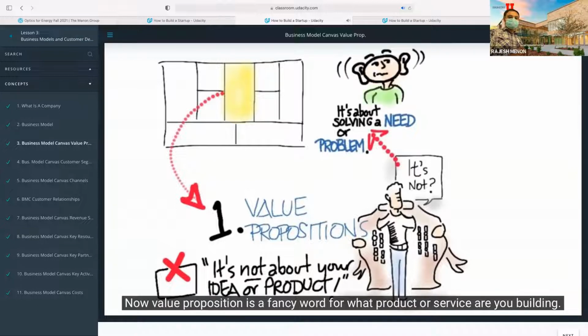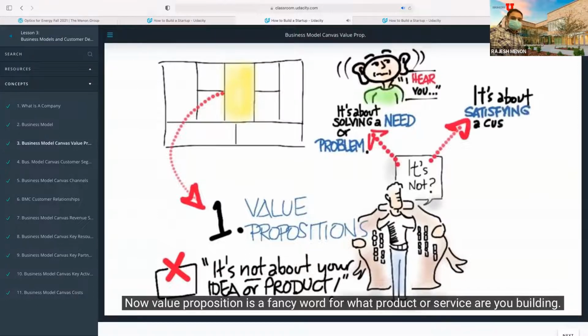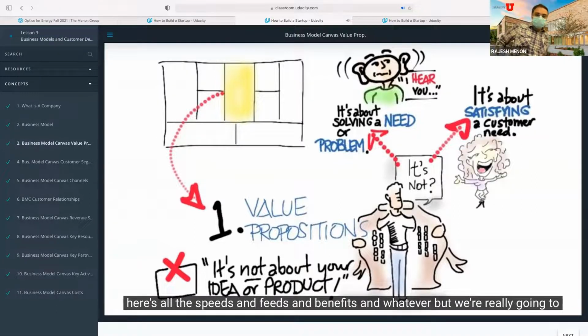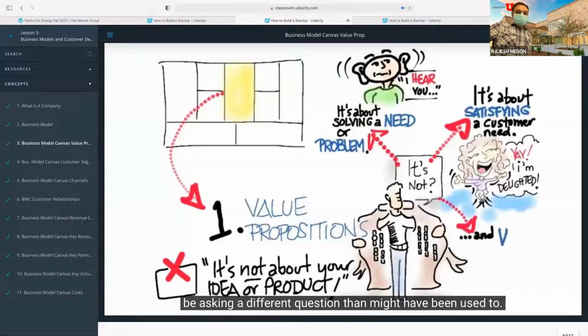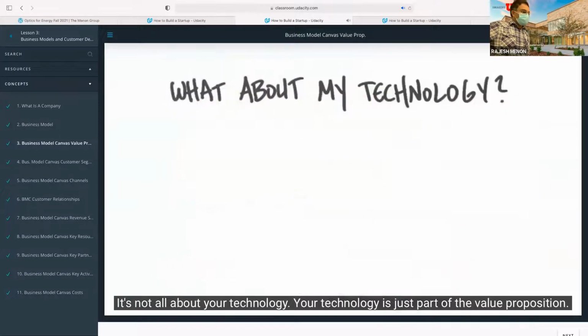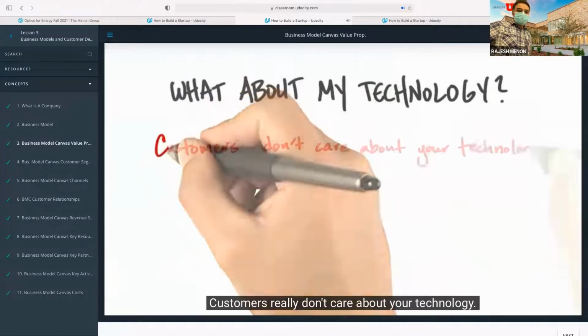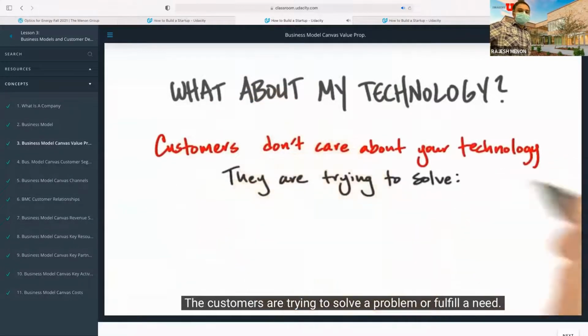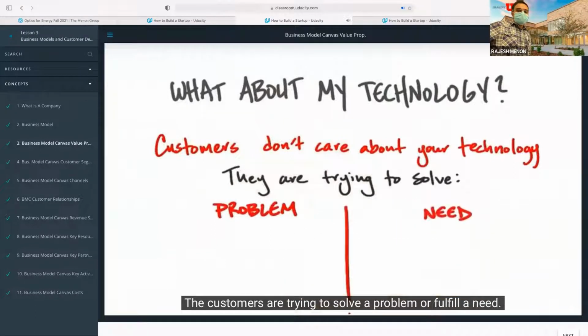Now, value proposition is a fancy word for what product or service are you building. This is where you normally would list all your features and here's all the speeds and feeds and benefits and whatever. But we're really going to be asking a different question than might have been used to. It's not all about your technology. Your technology is just part of the value proposition. Customers really don't care about your technology. The customers are trying to solve a problem or fulfill a need.